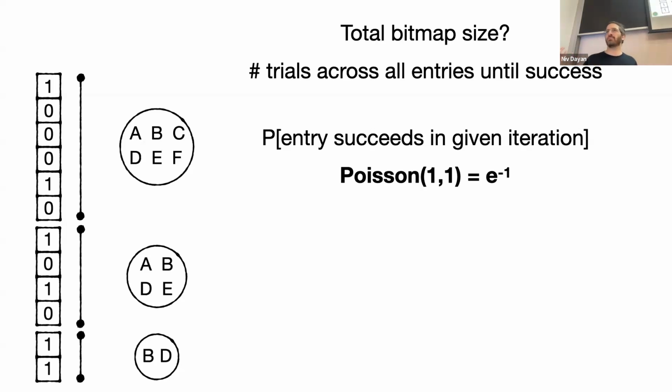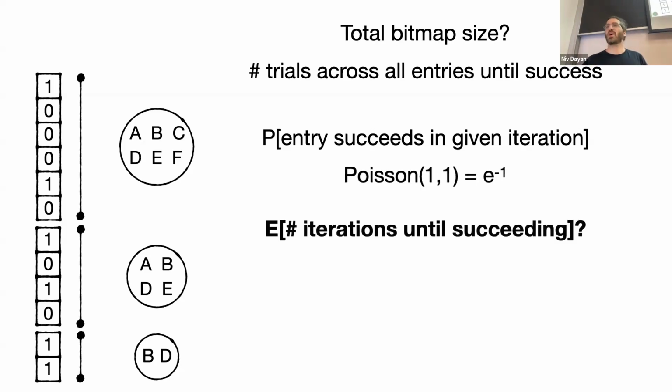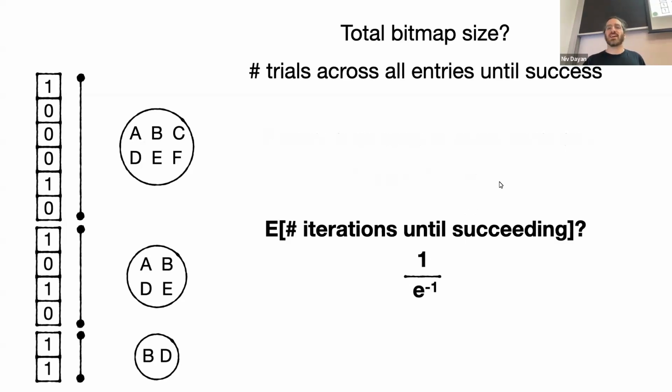With respect to this, how many iterations happen until you succeed for a given entry, in expectation? Not a trick question. E. So number of iterations until you succeed becomes a geometric distribution. And what is the expectation of a geometric distribution? It's just the inverse of the probability parameter of the distribution. So it's e.